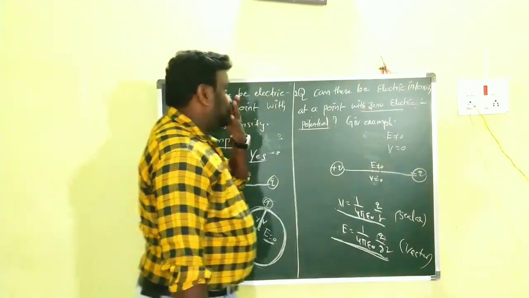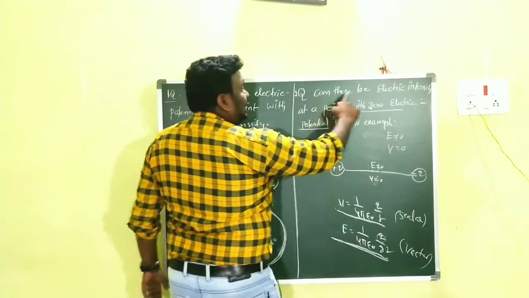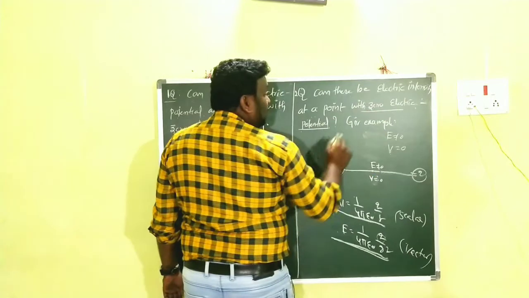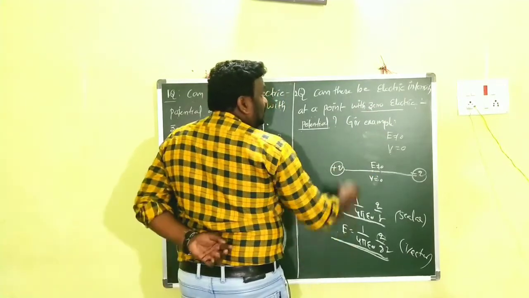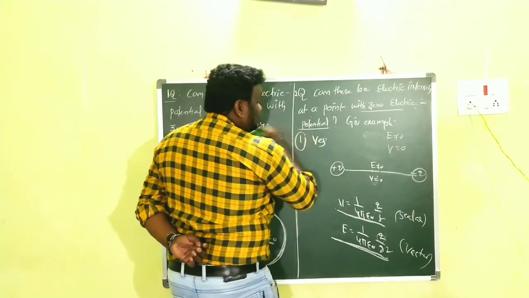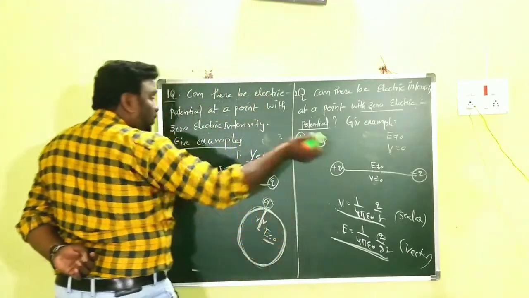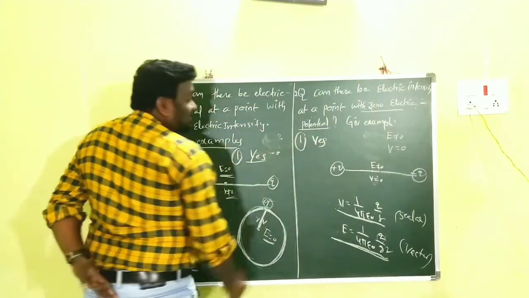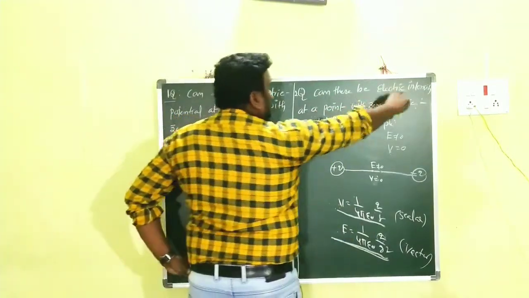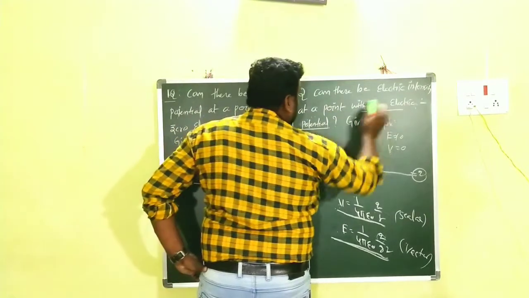Our next question: can there be electric intensity at a point with zero electric potential? Give an example. Clear? Yes. In this case also, first you write yes. For the answer, that is yes. Even though you don't know, simply you can write yes. You will get 1 mark. Here, can there be electric intensity at a point with zero electric potential?